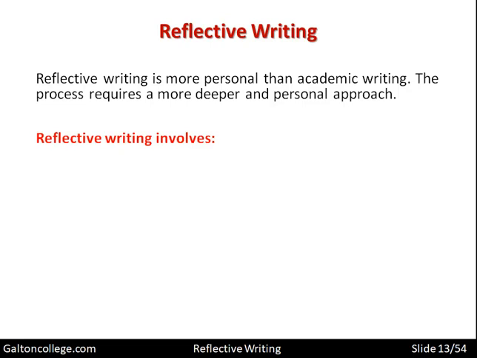Now, reflective writing involves thinking about an event, situation, or a project. So we start from that point. We're reflecting. We think about an event. We think about something we want to reflect on. We want to reflect on a particular event that happened, or we want to reflect on something we read so we can try to understand it more fully.